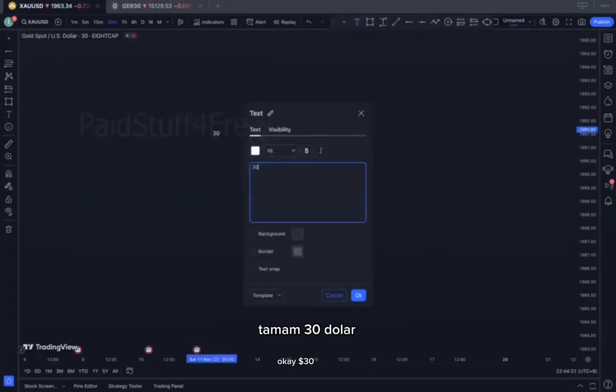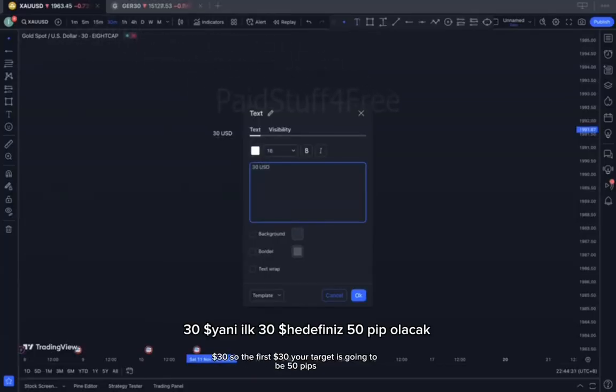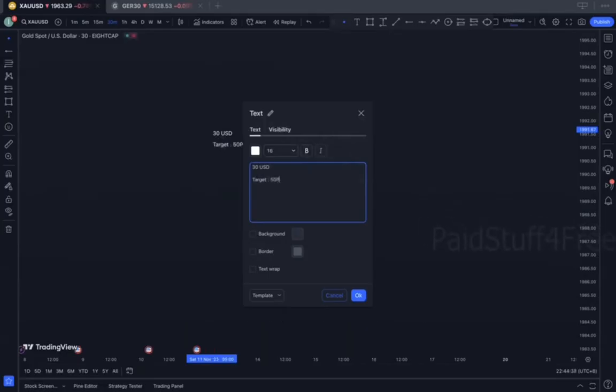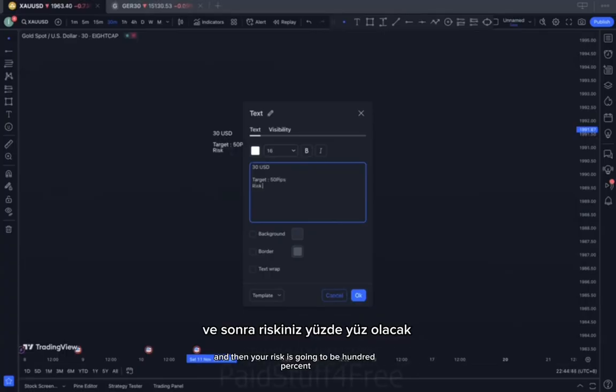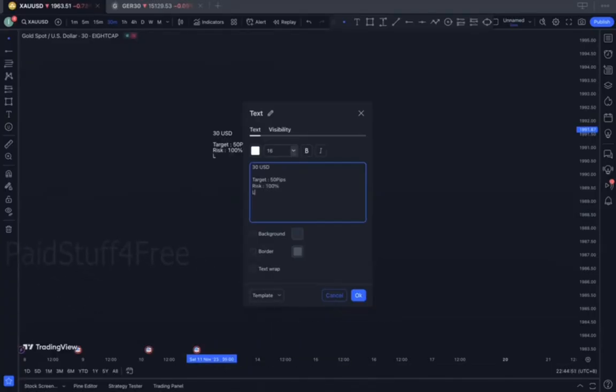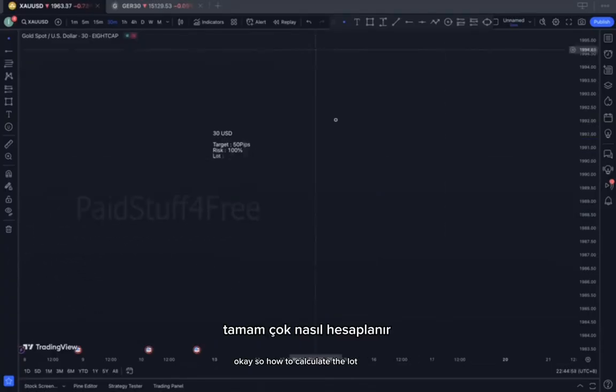Of course. Okay, $30. It's just simple math actually. So the first $30, your target is going to be 50 pips. This is your first target, 50 pips. And then your risk is going to be 100%. And how to calculate the lot?